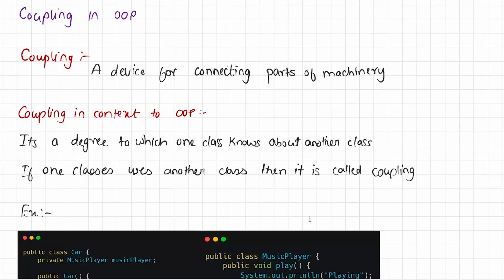Alright guys, let's begin this video with the very first question: what is meant by coupling? Well, coupling is a device for connecting parts of machinery. So when we connect two parts of machinery with a device, then we say the two parts of machinery are coupled with each other. This is the meaning of coupling outside of the context of object-oriented programming, right?